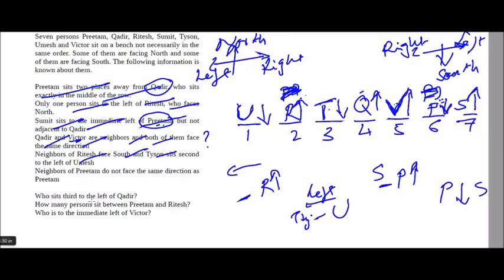Okay, who is seated third to the left of Kadir? Kadir is in position 4. He is facing north. Third to the left, 1, 2, 3. This should be Umesh. Okay, how many people are there between Preetham and Ritesh? Between Preetham and Ritesh, there are 3 people. And who is to the immediate left of Victor? Victor is in position 5. Immediate left is Kadir.